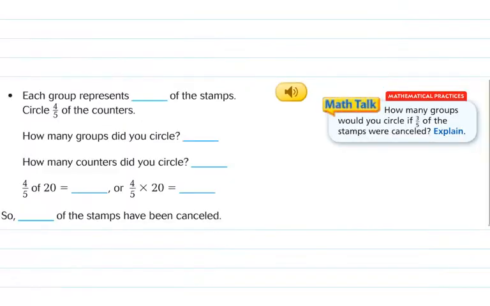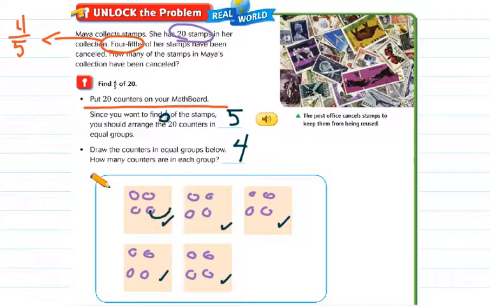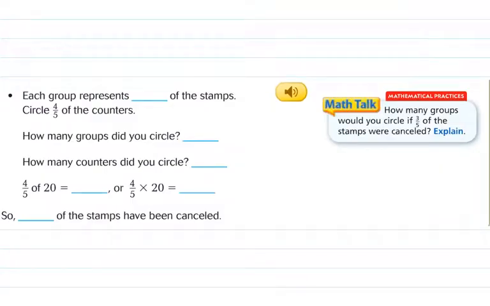Next, it says each group represents how many fifths of the stamps? Boys and girls, 1/5, 2/5, 3/5, 4/5, 5/5. So we know that each little group that we have in that peach colored represents 1/5 of the stamps.